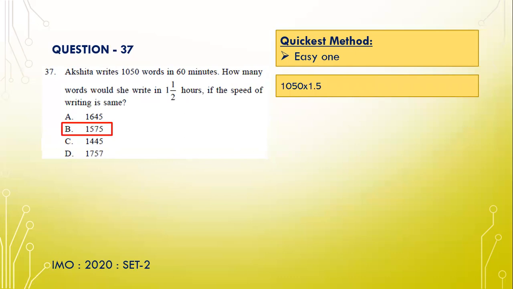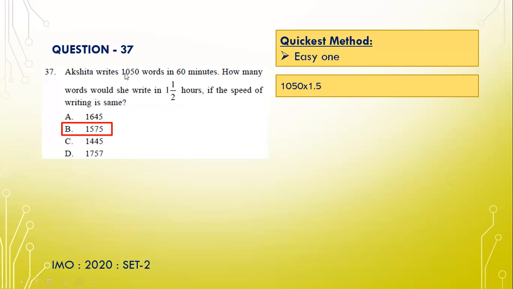Akshita writes 1050 words in 60 minutes. How many words would she write in 1.5 hours if the speed of writing is the same? Okay, again, easy question. So in the exam paper, if you find such easy questions, solve them first. You can mark the different questions and you can come back to them later.